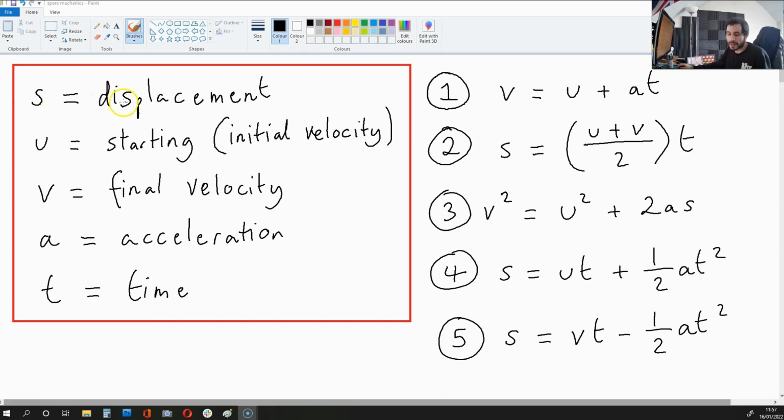S is going to be for displacement, that is, distance moved. U is going to be for starting, that is, initial velocity. V is going to be for final velocity. A is going to be for acceleration. And T is going to be for time.